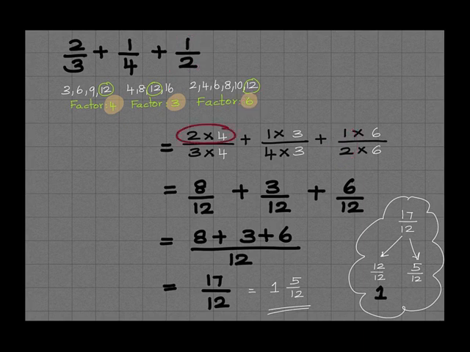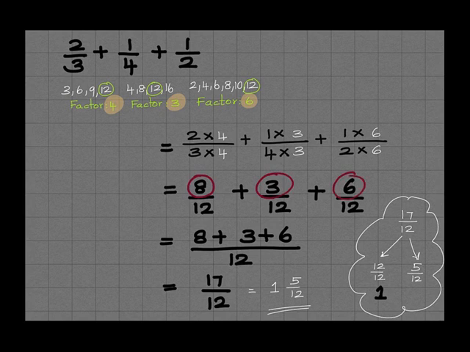So 2 times 4 is 8, 3 times 4 is 12, plus 1 times 3 is 3, and 4 times 3 is 12, plus 1 times 6 is 6, and 2 times 6 is 12. Now we have the common denominator 12, so just write the 12 below and add all the numerators together. So let's add 8 plus 3 plus 6.